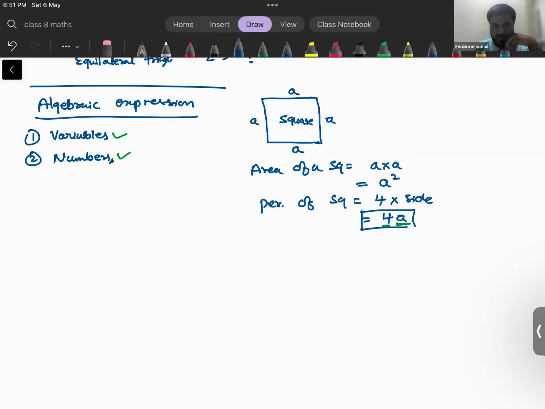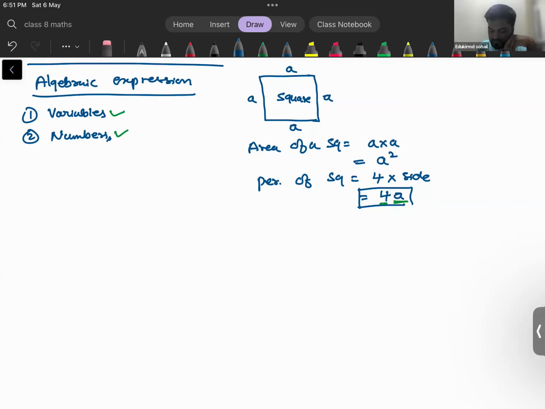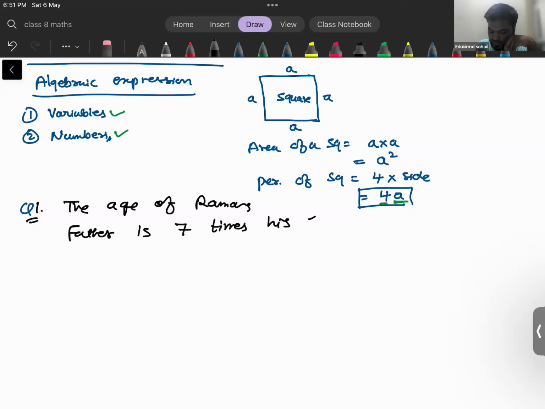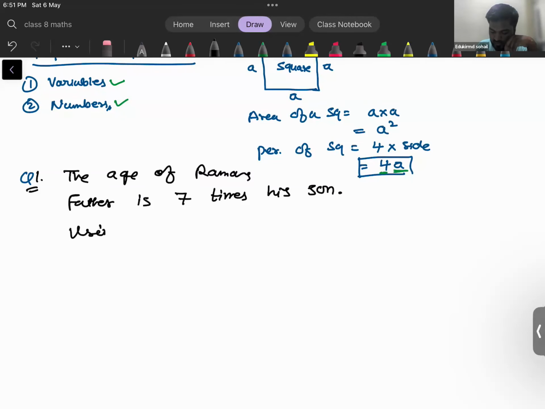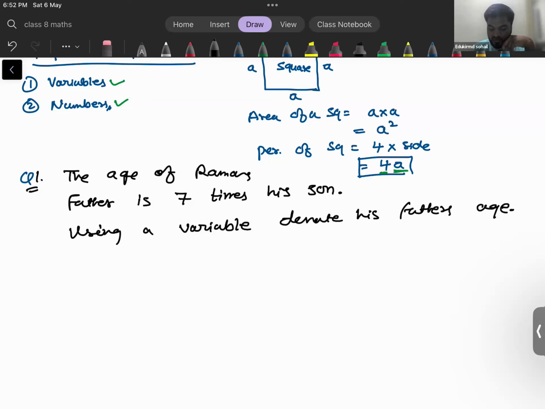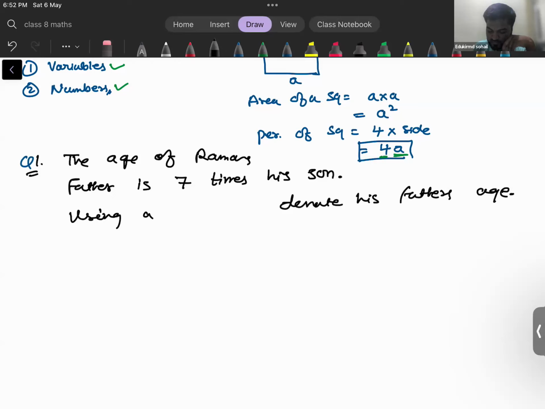Okay, so there's one question for you from algebraic expressions. The question goes like this: the age of Raman's father is 7 times his son's age. Using a variable, denote his father's age. Or we can say, using an algebraic expression, denote his father's age. Solve this.